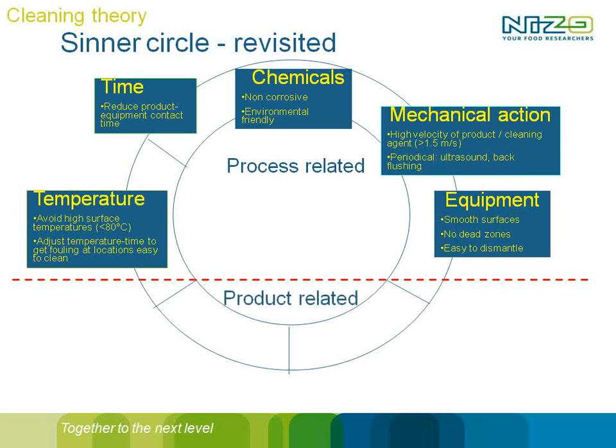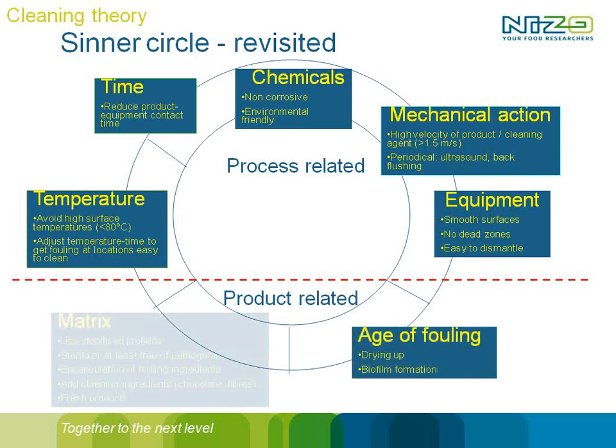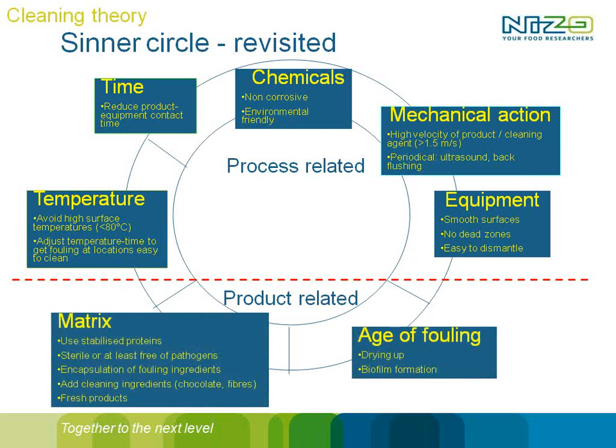So for the process-related issues, when we look at the product, you have the age of the fouling. If it's very old, it will take more time to remove. And you have the matrix. What type of fouling do we have? Do we have pathogens? Do we have proteins? Do we have minerals? It's very important to choose your type of cleaning based on the type of fouling and not the other way around. So keep that in mind when designing your production or your CIP process.